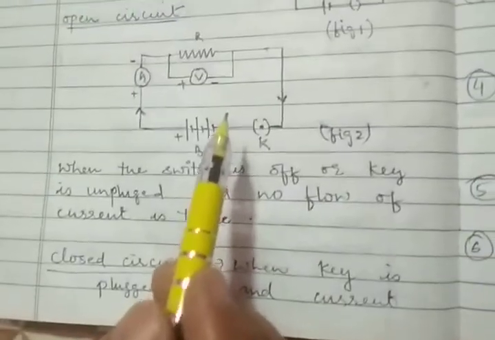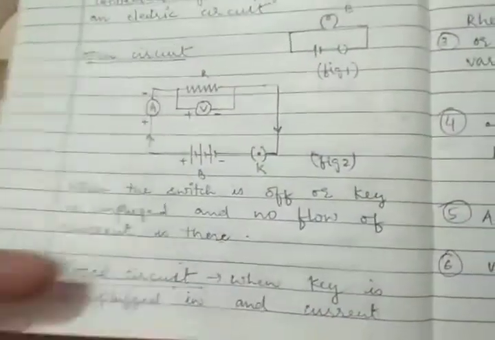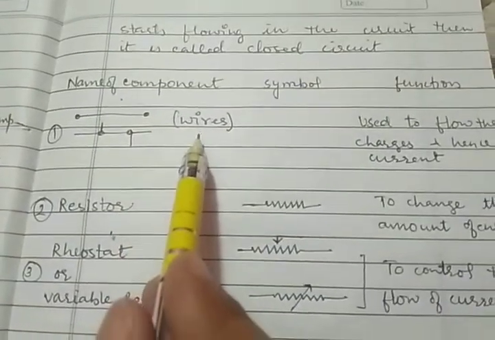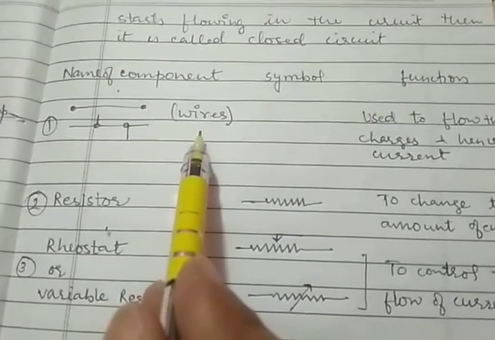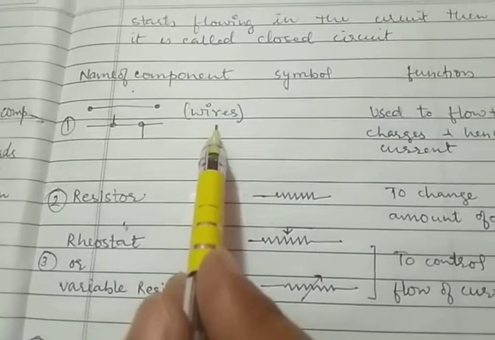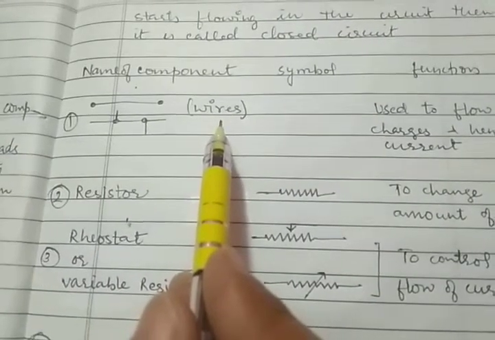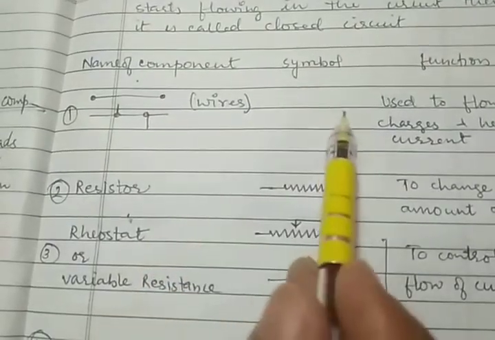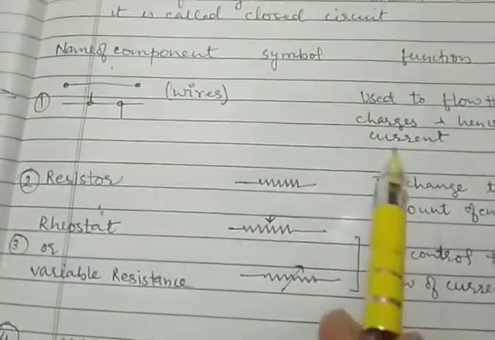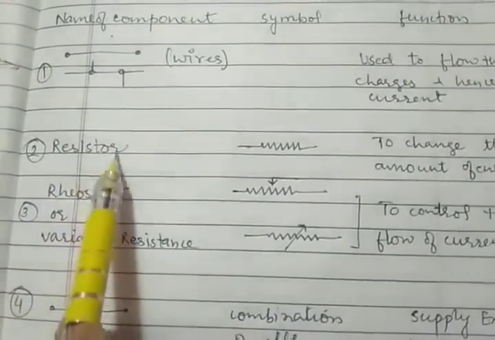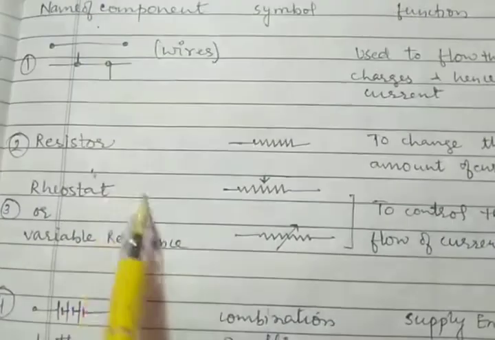Now some important components of the circuit. The first one is the wires. The connecting wires are made up of copper and they are covered with some insulation, and the resistance of the connecting wires is kept negligible. These wires are used to connect the different components in the circuit. The second one is the resistor. The resistor is of two types.